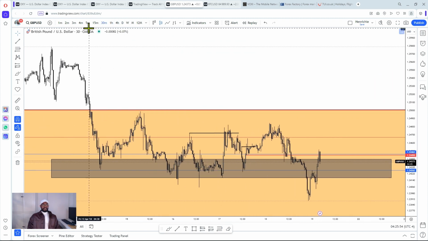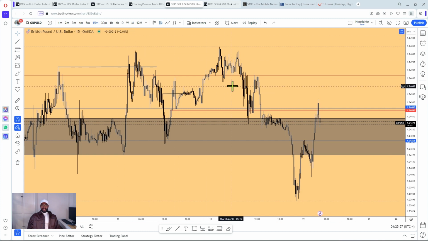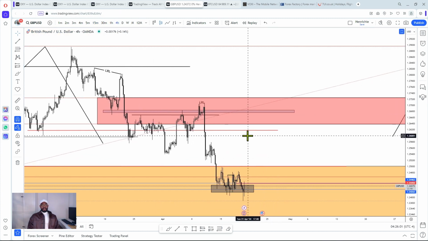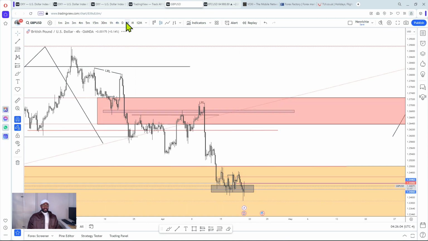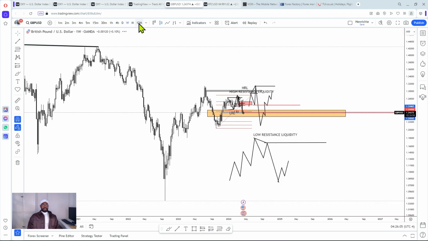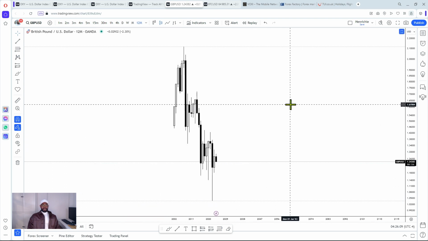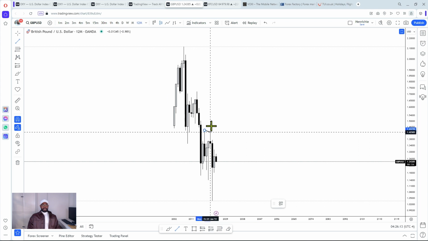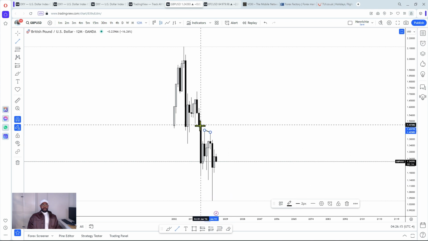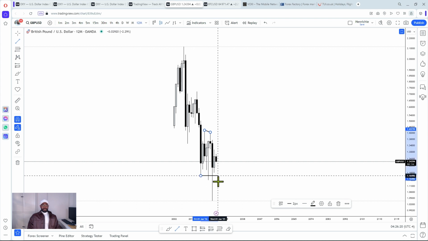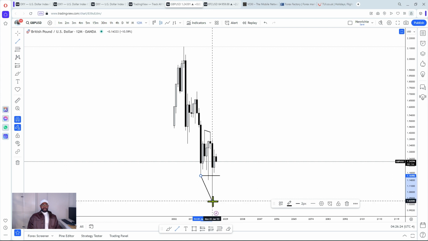It's just not the kind of pair that I like to trade, but I still remain bullish on GBP US dollar. And one of the reasons is because of the overall direction of the market, what I'm anticipating to see. I'll just wipe everything on my chart. So what I'm looking at on GBP US dollar, I'm looking at high resistance, low resistance liquidity, and right here, you can see we took liquidity, creating a high resistance liquidity right here.